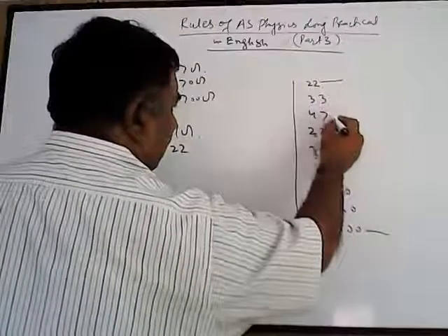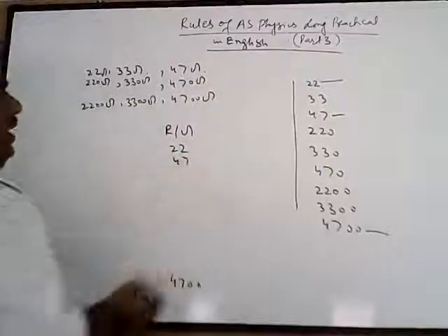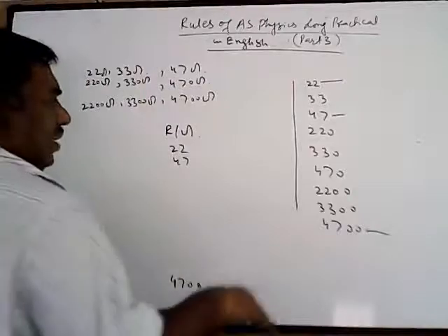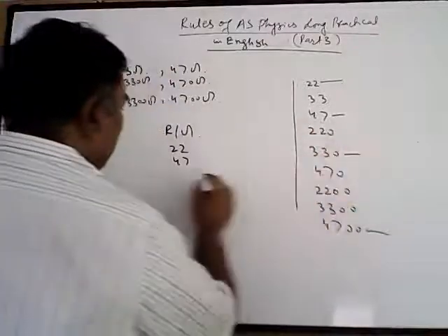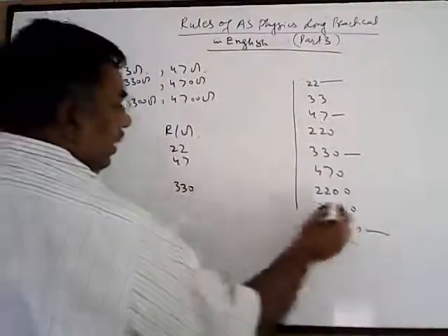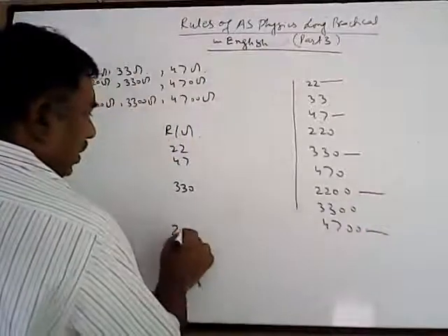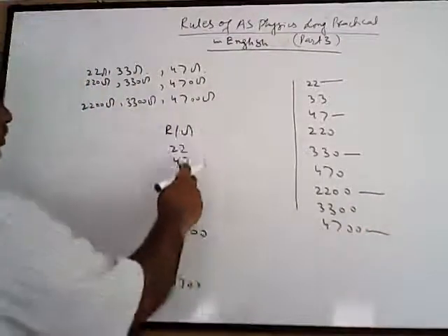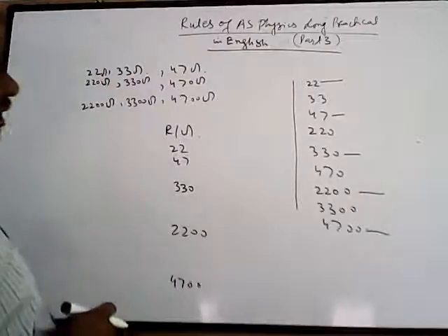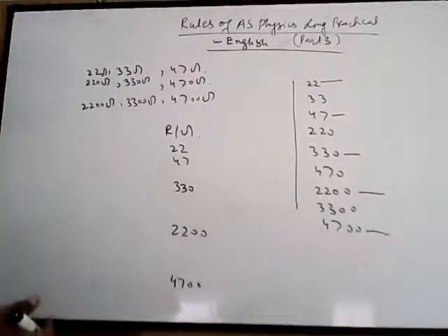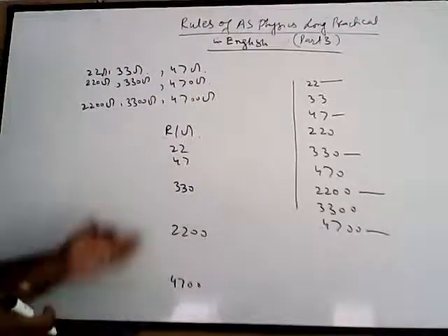Now I'll be taking 47. Shouldn't take in that way. Take alternately. Okay. Then take 330. Then take 2200. So it's 1, 2, 3, 4, 5. 5 readings are now.